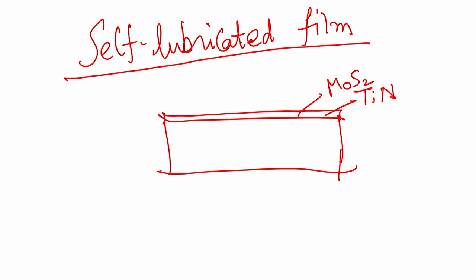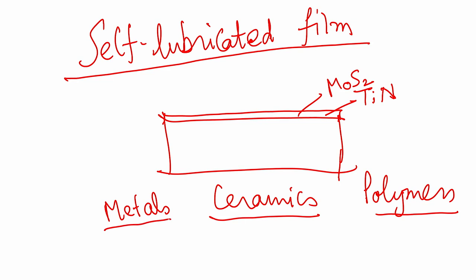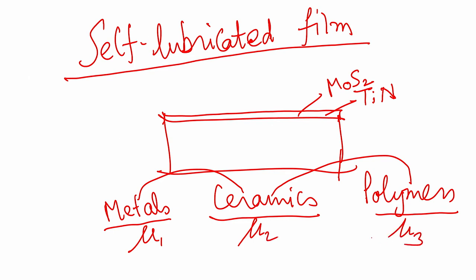If you remember the three material classes I have discussed earlier: one is called metals, another is called ceramics, and the third one is called polymers. When they are used in tribological contact, you see that ceramics and metals are different in terms of bonding, and they are also different in terms of elastic modulus. But in terms of the coefficient of friction, suppose it is mu 1, mu 2 and mu 3, then mu 1 is typically greater than mu 2, greater than mu 3.